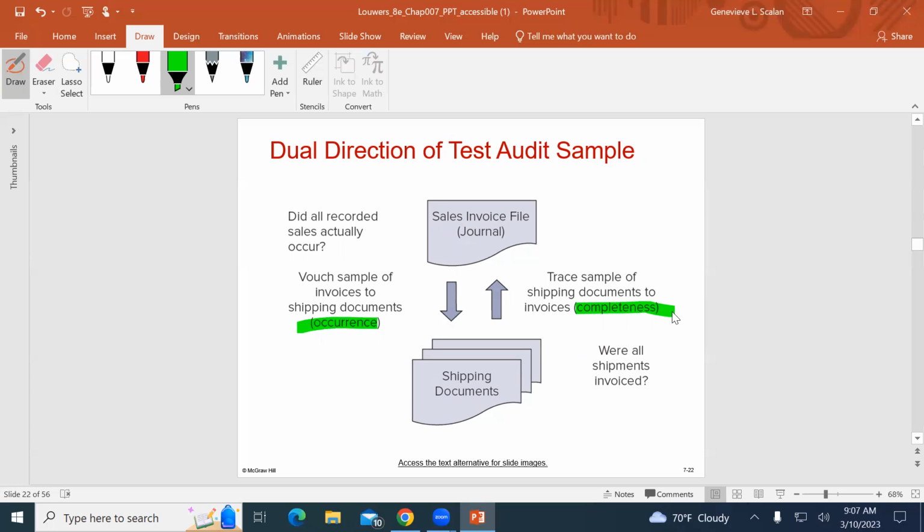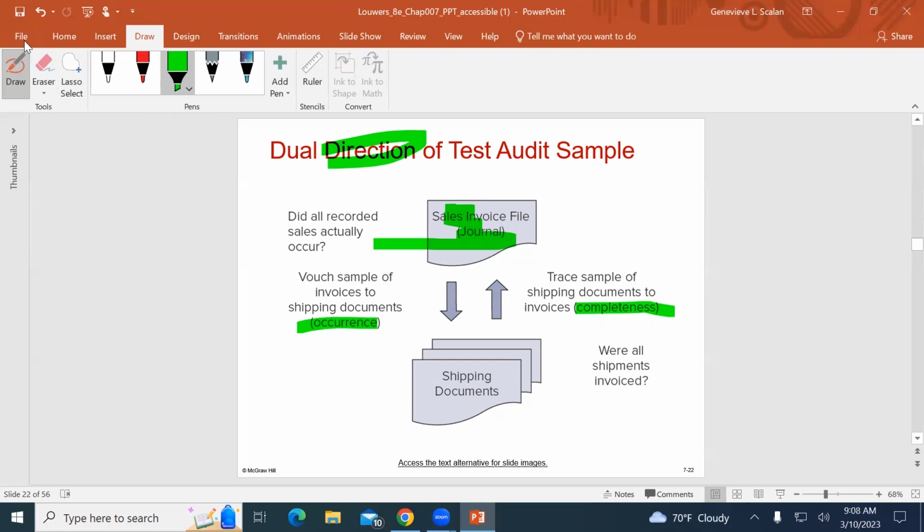So the main problem is there could be some fake revenue, right? Well, where would the fake revenue be? Well, it would be in the sales journal. They would have put it in there, right? But there would not be supporting documents. So you have to start at the journal. So what directionality of testing means, where do you start and which way do you go?